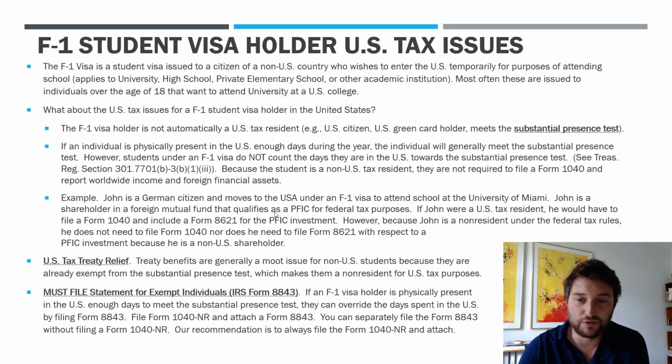He's a German citizen, moves to the U.S. under an F-1 visa because he's going to University of Miami. Now, John's a shareholder in a foreign mutual fund that qualifies as a PFIC, so passive foreign investment company. If John were to become a U.S. tax resident because of this substantial presence test, he would not only have to file a Form 1040, U.S. individual income tax return, but he would also have to include the 8621 for a PFIC. But again, because John is in the U.S. on an F-1, he still qualifies as a non-resident for federal tax purposes. So he doesn't have to file a 1040, doesn't have to do the 8621. He's good to go.